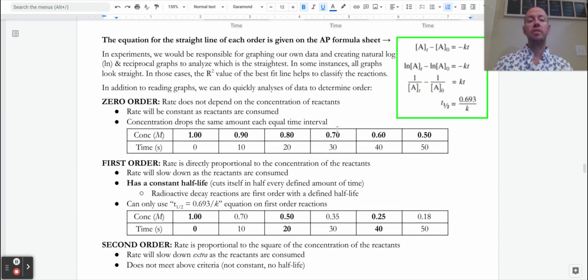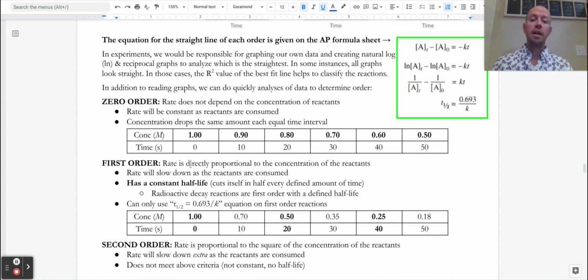So 0 order not only is the easiest graph to understand, a straight line when we do concentration, it's also the easiest data to understand. The rate is constant, which means the concentration or amount drops the same amount each equal time interval. So every 10 seconds here, I went down by 1/10 of a molar. So that is a very clear, direct relationship that hopefully we could recognize, that time is evenly spaced, but so is the concentration. That's the definition of a straight line, which connects with 0 order.